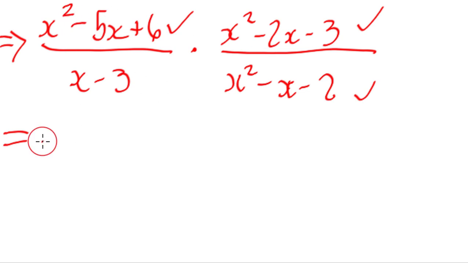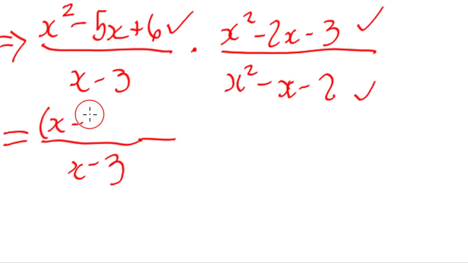For this part, let me copy the denominator first. We have x minus 3 as the denominator, and then we have x squared minus 5x plus 6. What are the two integers that, when multiplied together, give us 6, but when combined give us negative 5? Since it's a negative 5, we need two negative numbers. There are no better numbers than 3 and 2. 3 times 2 is 6, and negative 3 plus negative 2 is negative 5. So for sure we'll have x minus 3 and x minus 2. You can check them out if you want to.